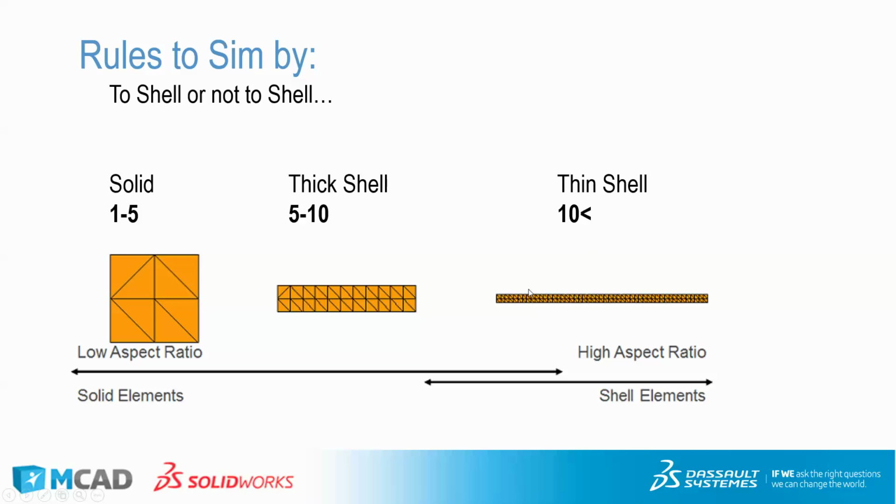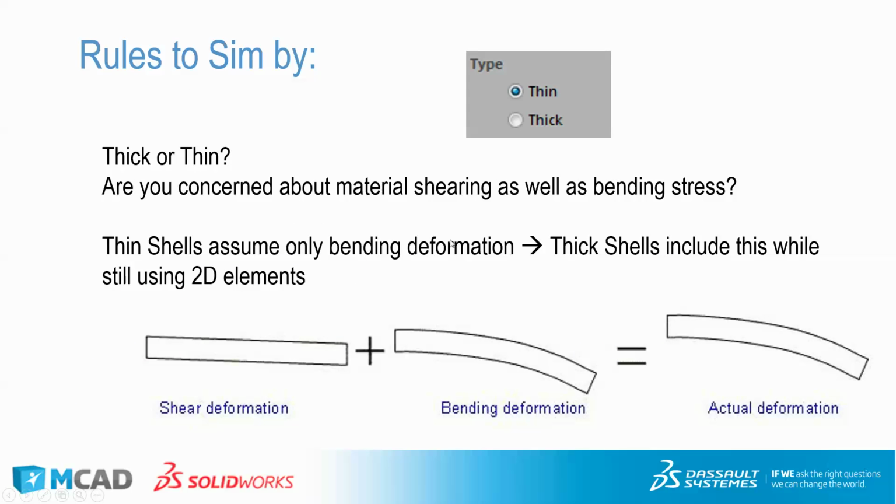All right? There's 2 types of shell meshes, thick and thin shell meshes. And basically the assumption is if you're using a thin mesh, you're only going to be calculating for bending deformation. All right? So the software is not going to account for any shear deformation in the material, where the top of the material moves more than the bottom material and kind of the normal line here would be disturbed, right? So a thick mesh is going to be more accurate for something that's a little thicker, right?